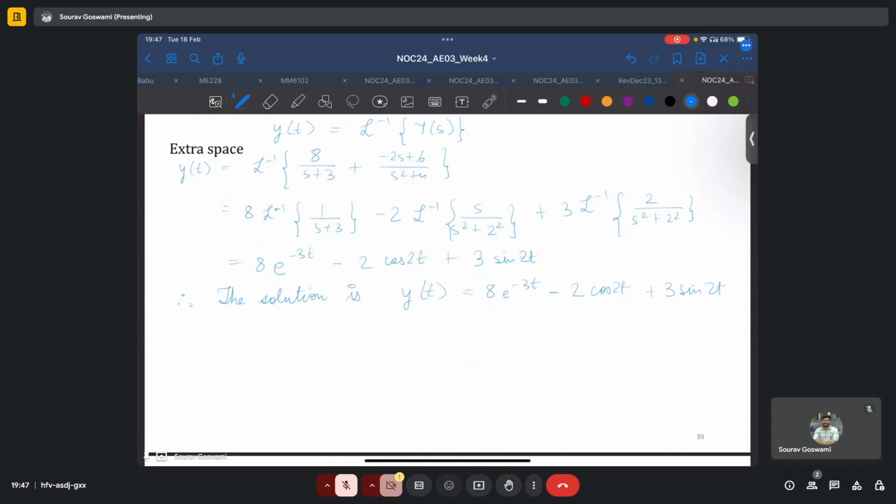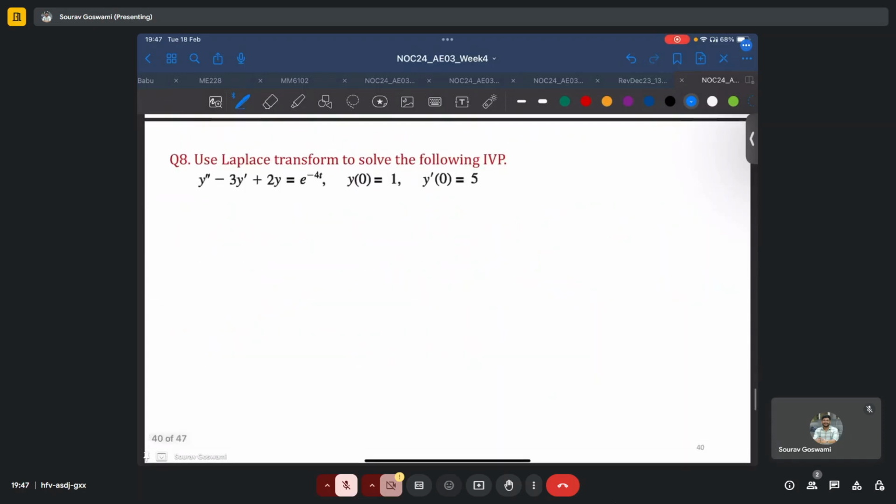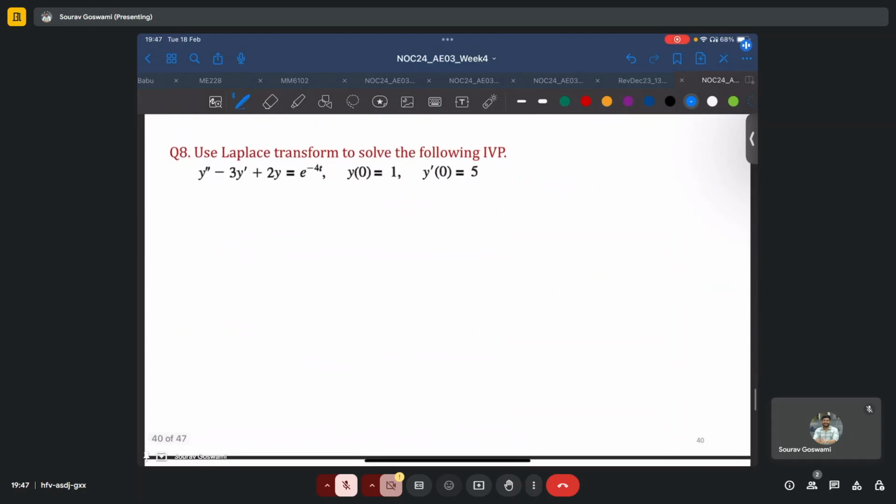And so we saw how easier our life is now that we are using Laplace transforms for solving these initial value problems. Okay, let us solve the next example in a similar vein.